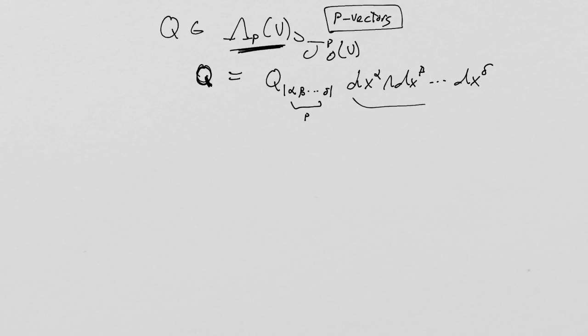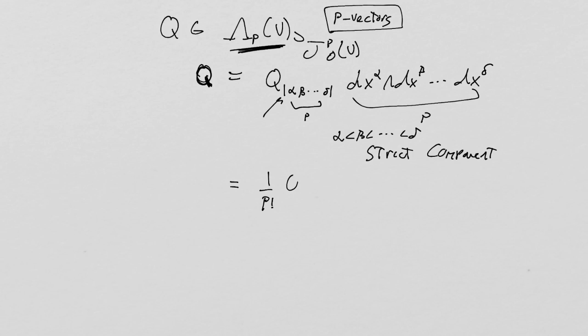dx delta, where there are p of these, and these little lines mean that alpha is less than beta, less than delta, and that is called strict components. Those are strict components. If I don't use strict components, then I really need to add this factorial, 1 over p factorial, q alpha beta delta dx alpha wedge dx delta.